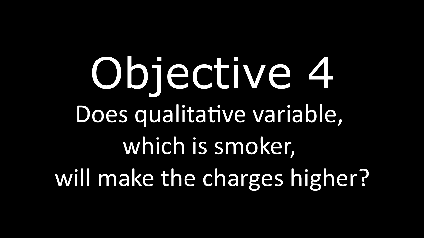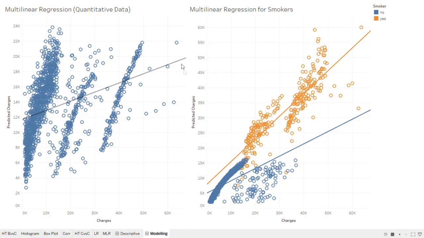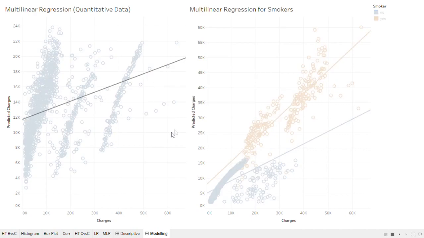For the fourth objective, does the qualitative variable, which is smoker, make the charges higher? You can see here the orange color is for smoker and blue color for non-smoker. The graph shows that if you are a smoker, the more charges you need to pay. Then we used the previous model to compute the result, but we added the smoker data. Therefore, we have two models here for smokers and non-smokers.